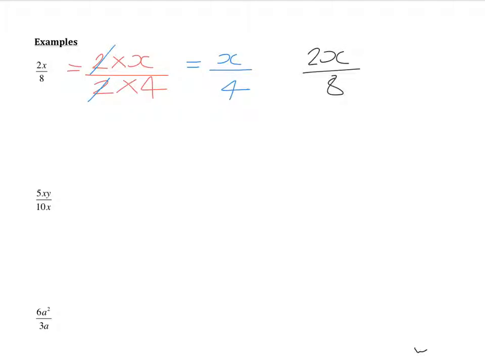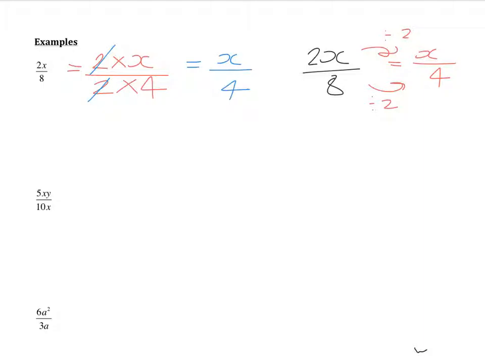So for instance, starting very simply, 2x over 8. We can think of the fact that 2x is 2 multiplied by x, 8 is 2 multiplied by 4, so our 2 and our 2 cancel, leaving us with x over 4. Another way of thinking about this question is to think about the fact that 2x and 8 both divide by 2, so if we divide 2x by 2, we're left with x. If we divide 8 by 2, we're left with 4. So the answer is x over 4.